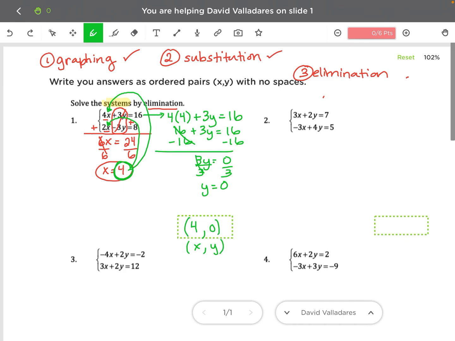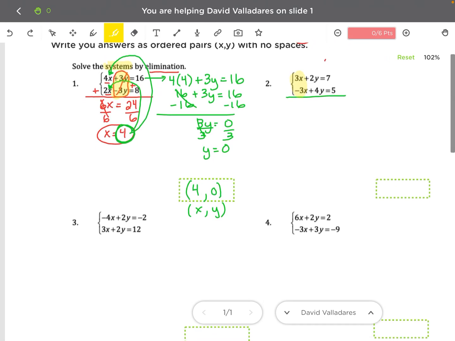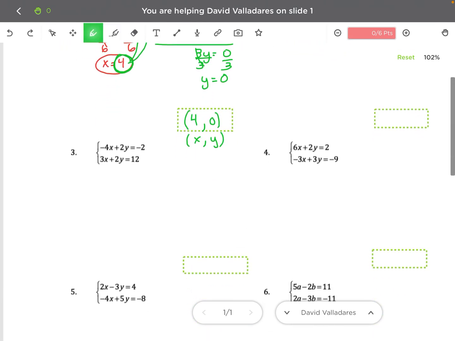Now, it works really well in a situation like this where I had a plus 3y and a minus 3y. In the next one over here, notice I have a plus 3x and a minus 3x, so it's going to work the same way. They're going to cancel each other out. But let's look down at number 3. At number 3, I have a minus 4x and a plus 3y, but then I have a 2y and a 2y. The problem is those aren't going to cancel out because they're both plus. So what I have to do is multiply by -1 on one of the equations.